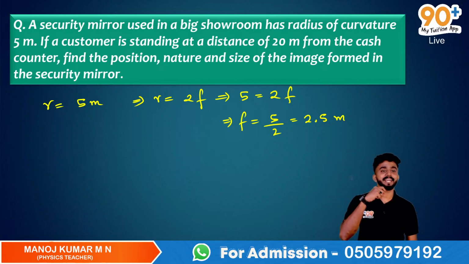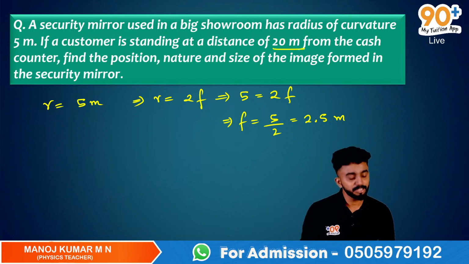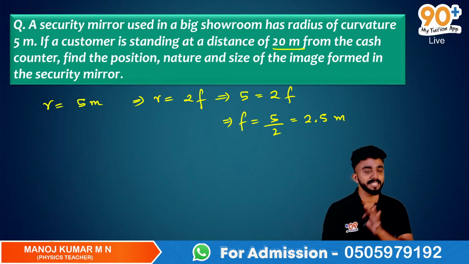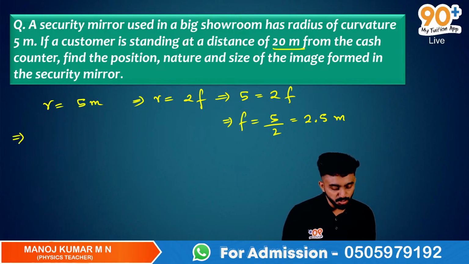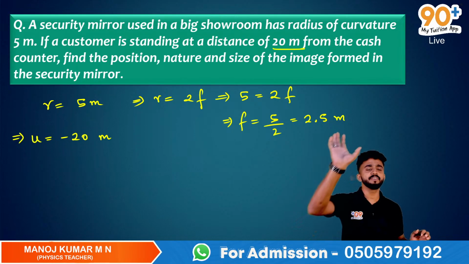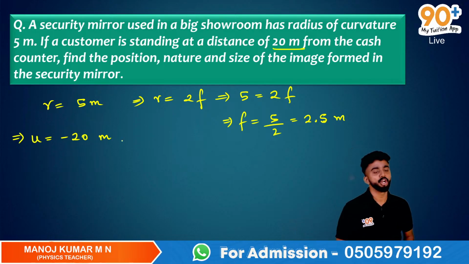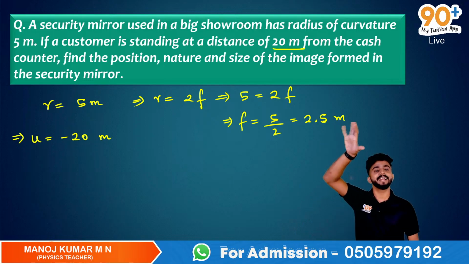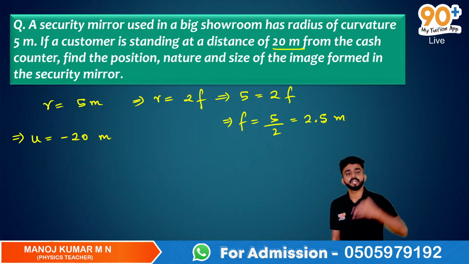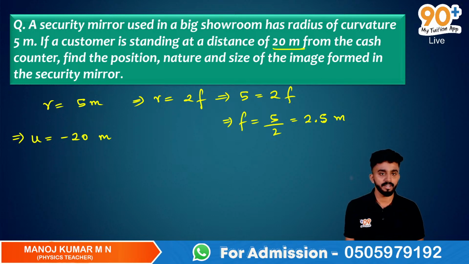If a customer is standing at a distance of 20 meters from the cash counter, the customer is the object, right? Because the customer's image has to be seen in the mirror. So object distance U is equal to minus 20 meters, because object distance is always taken as negative. The focal length we got is 2.5 meters. So we have 2.5 meters of focal length and object distance is minus 20 meters. You can either convert this meter value into centimeters and calculate, or keep it in meters and calculate it directly. Your wish. Got it?